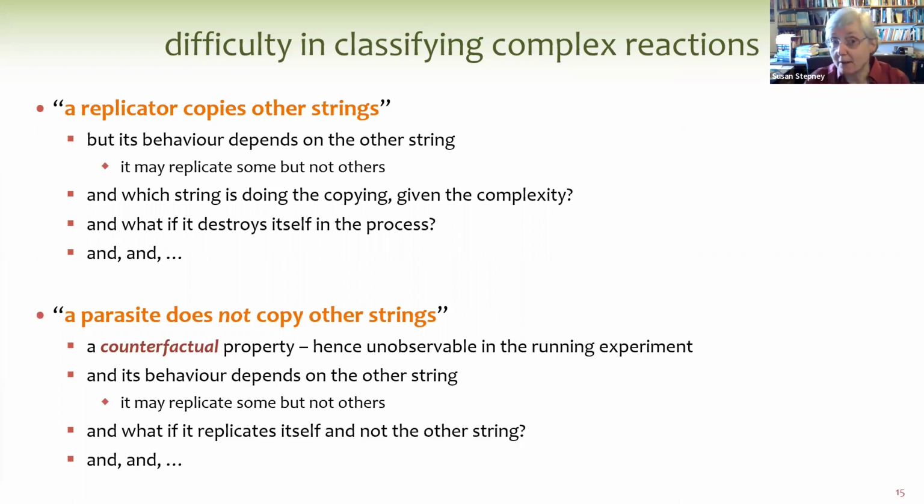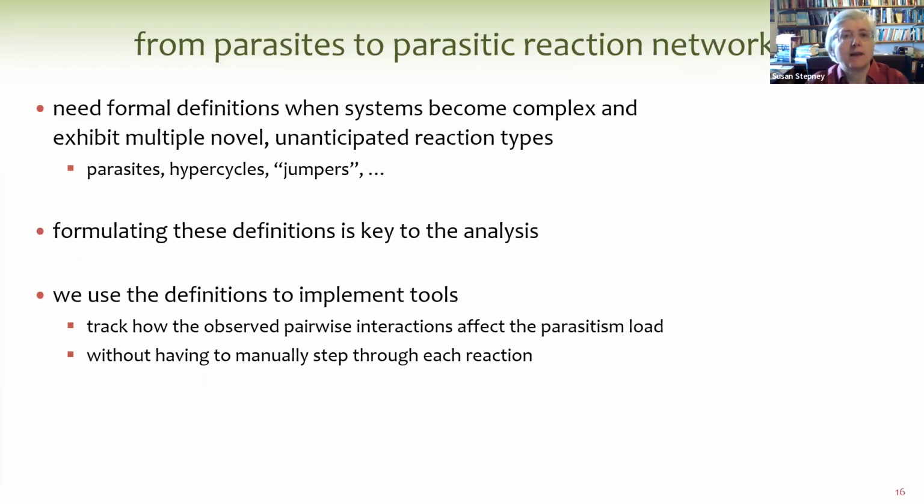It might even replicate some strings and not others. It might even replicate itself, but not the other string. So there's lots, again, of complexity in that. So we ended up coming up with a formal definition of these variety of things. And it ended up that it wasn't a definition of what a string was, because it's context dependent. It's not even just a reaction, it's a reaction network, because we have to define maybe 2 or 3 reactions that either happen or don't happen in order to say whether something is replicating or parasitic in a particular context.